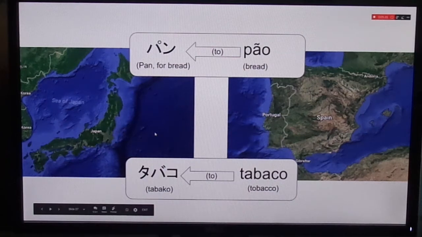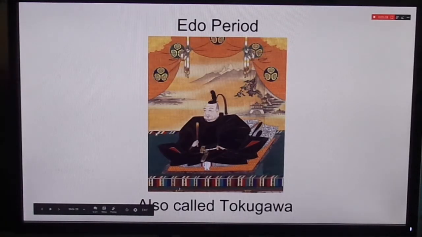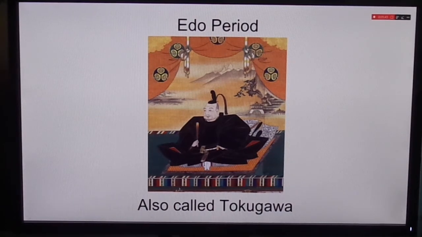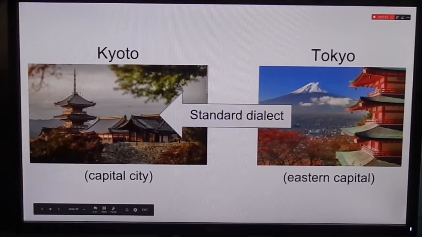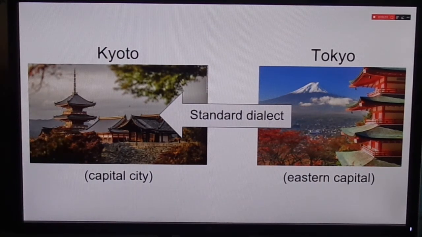Finally, we reach modern Japanese, which started in the 17th century with the Edo period, also called the Tokugawa, due to the rise of the Tokugawa shogunate, which was started by that guy. Prior to the Edo period, the standard de facto dialect was the dialect around Kyoto, which translates into capital city. Kyoto was the capital city where the emperor lived and one of the largest cities, and as a result, the dialect around there was used as the standard.